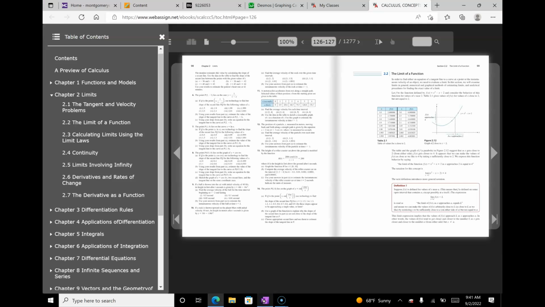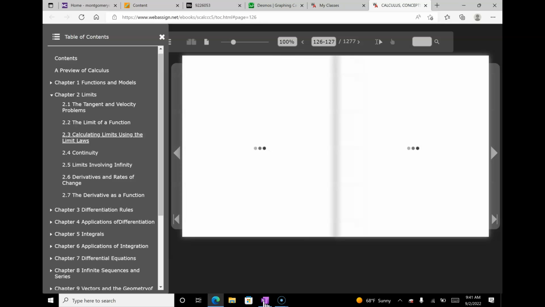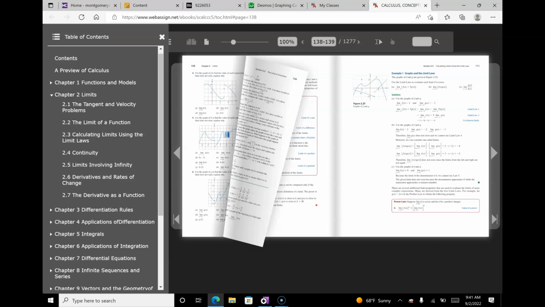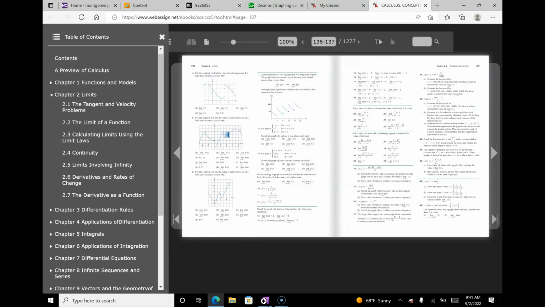In 2.2, you see we're doing graphical limits here, sometimes numeric limits. Sometimes you can actually do them algebraically. Number 30 is maybe the only one you could do right now, but that's fine. They're asking you to do a table, so numeric limits there. So I like up to 33.